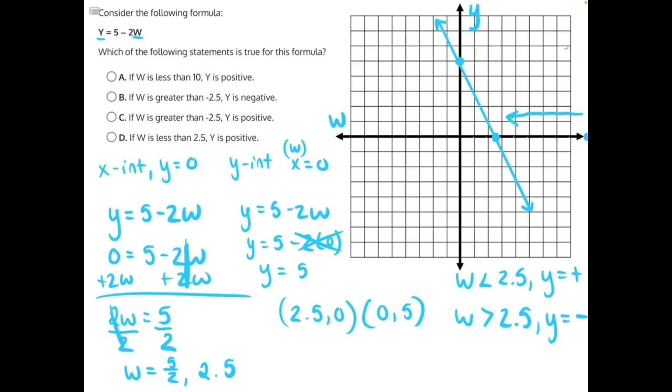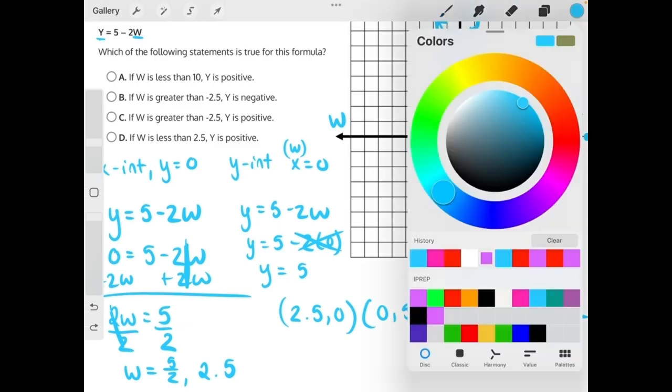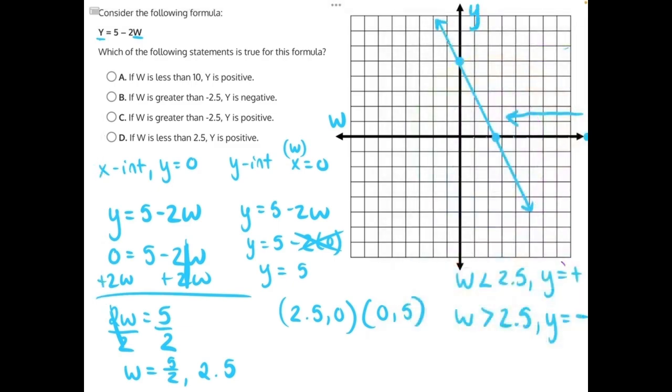Well, it will become positive eventually once we pass over this point right here, w equals 2.5, then all of our y values will be positive. But until we get to that point, we are going to be slowly climbing up the negative values of this graph. Let me grab a different color. Slowly climbing up the negative values of this graph until we pass 2.5, then we will be in the positives. So answer choice A is incorrect.